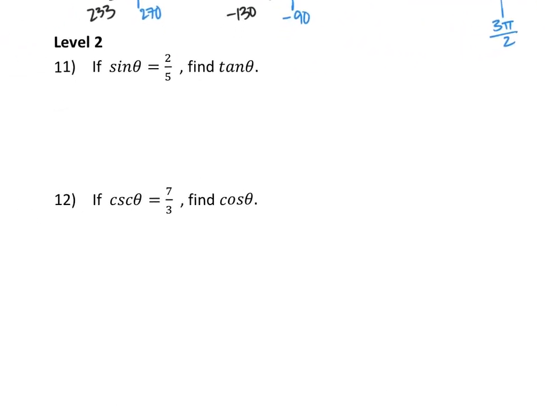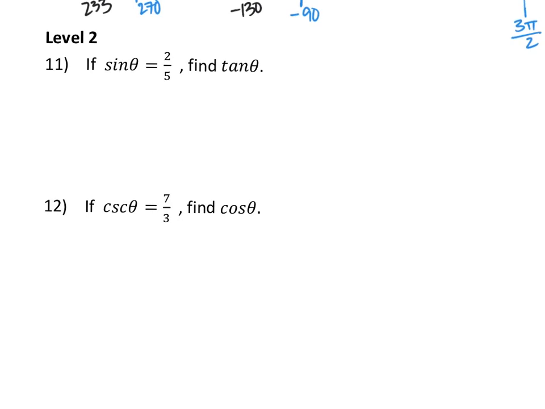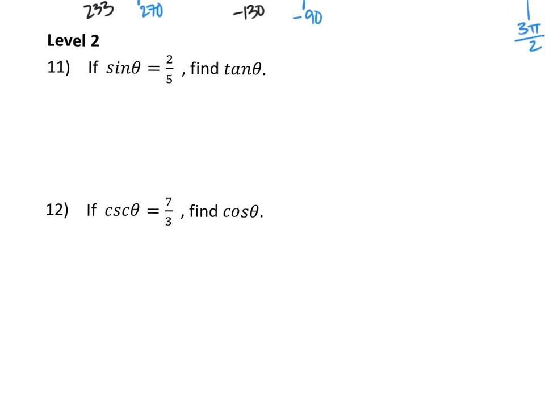All right, so number 11 here is a level 2 problem where you're trying to figure out what tangent is given a trig function. Early on, before you even learn about the coordinate system, you know about the different ratios based on opposite, adjacent, and hypotenuse. Because I have sine, that means this 2 is my opposite, and this 5 is my hypotenuse, because sine is always opposite over hypotenuse.